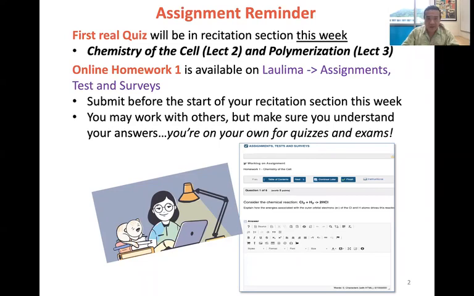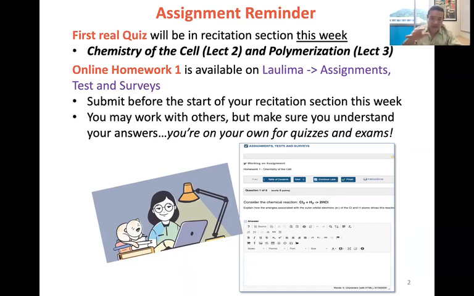This week will be the first real quiz, and the quiz material will cover mainly the first couple lectures. The first lecture of the semester was just sort of an introduction lecture. Lecture 2, though, is when we started talking about the chemistry of the cell. And there are a couple questions from the first part of lecture 3, which was last Friday's lecture, where we introduced the topic of polymers and how polymers form these very important macromolecules. So in the PDF version of today's lecture slides, I think it says the first quiz is only going to cover lectures 1 and 2, but I think that was a little outdated.